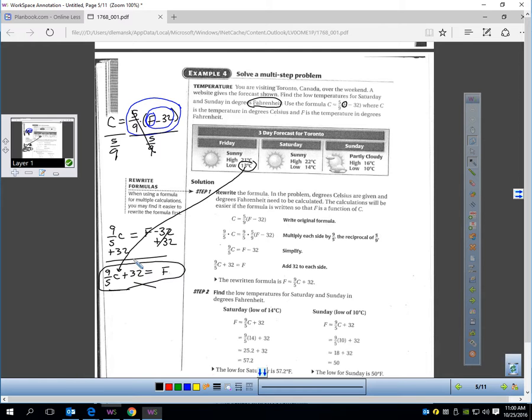It looks like in Toronto on Friday, the low temperature would be 55.4 degrees, okay? So the Fahrenheit temperature would be 55.4 degrees on Friday if I use that little formula. And then I could also find the Saturday and Sunday temperature in the same way, okay?